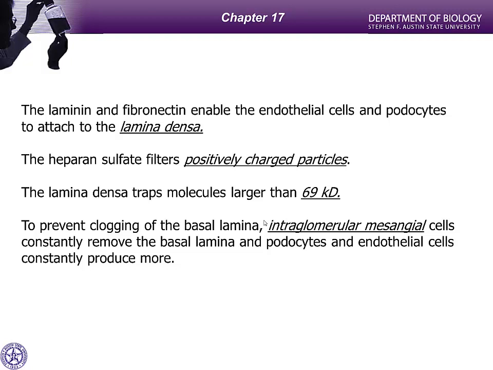Albumin is around 60 or so kilodaltons. So most proteins are going to be larger than albumin, so most proteins are going to be trapped. But any protein that gets into the filtrate, we're going to be able to transport back, and we'll talk about that a little bit later.